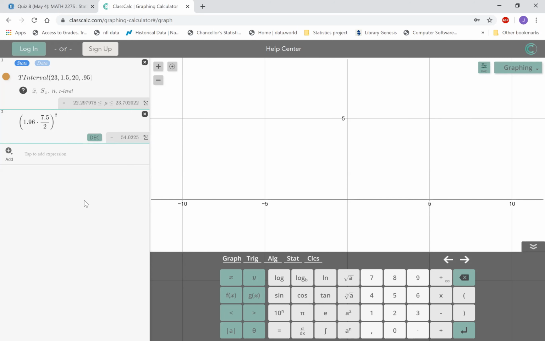So you get 54.0225. Any question? I got 54.0225. So that's the sample size. Correct, but that's still not the final answer. But you just have to do one little thing. It's nothing very complicated.